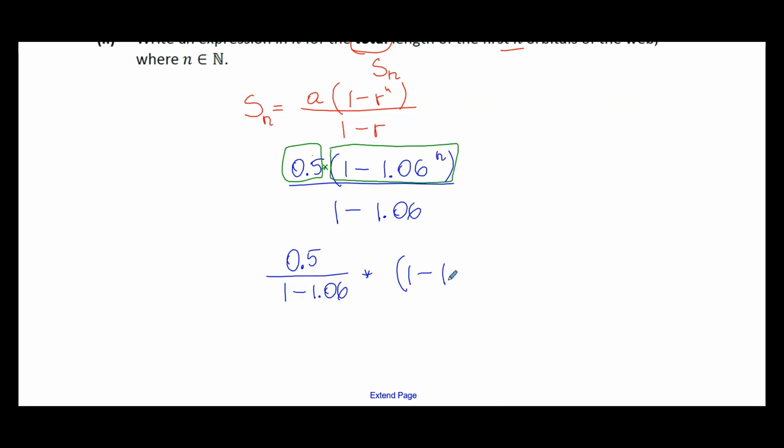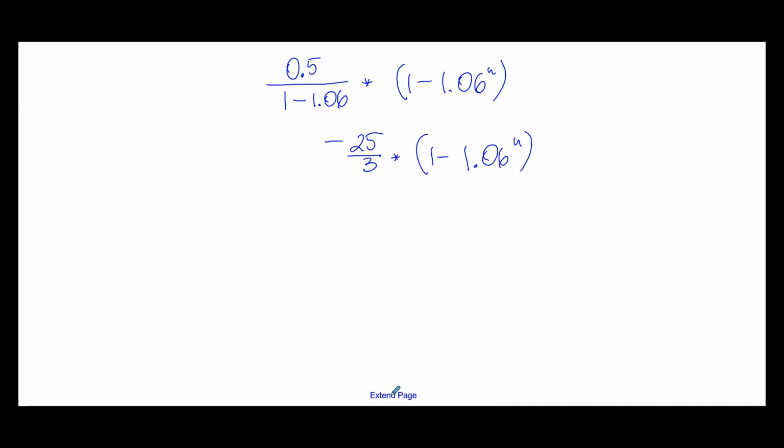I'm not changing the value of the fraction because if I do the multiplication, I'm still going to arrive here. So I can put that in my calculator, press equal and get a value. My value here is going to be minus 25/3 multiplied by (1 minus 1.06 to the power of n). We can do the multiplication here or we can leave it, because they haven't given us a very specific condition. We can write that just on one fraction line if we want. That is a fully acceptable answer here. Okay, let's have a look at the next part.